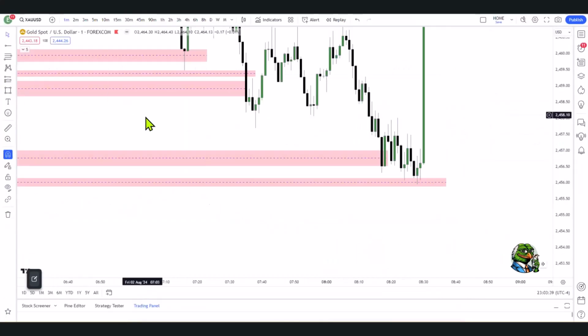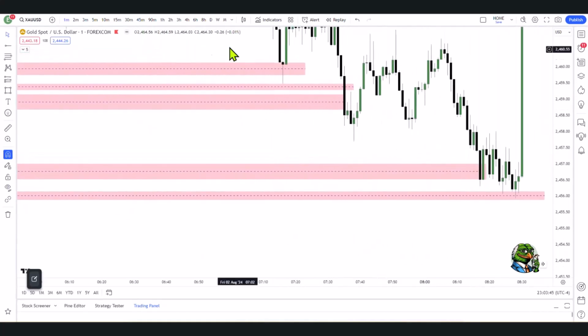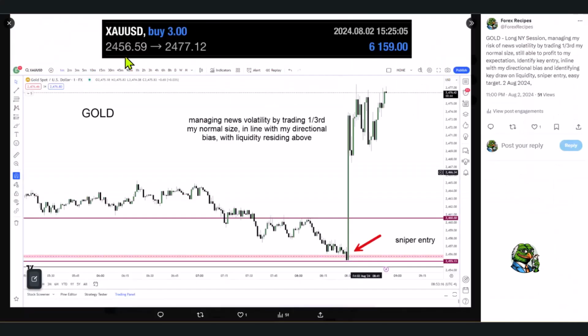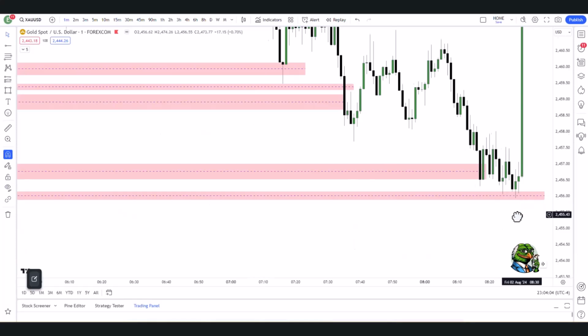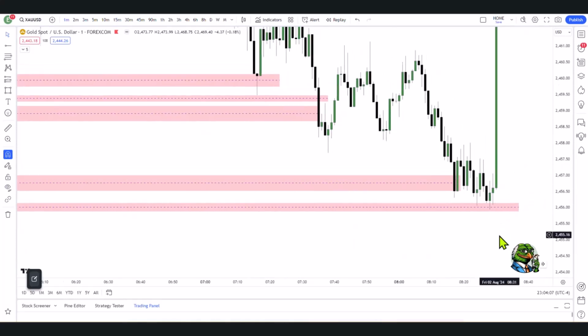My entry on that trade was 2456.59. What's the low in this candle? That's the low, right? So the low is 2455.95, and I got in at 2456.59. So right near the absolute low, all because I'm timing my entries. I'm selecting the fair value gap not by its shape or its position on the chart, but by time.